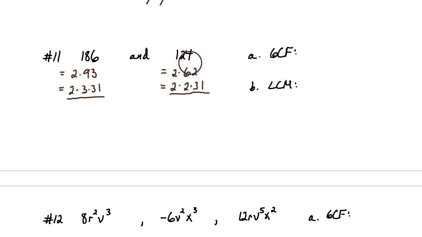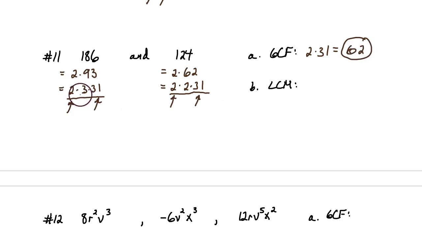That will help us find our greatest common factor. Is 2 common to both of them? There's a 2 in our GCF. Is 3 common to both? Nope, there is not a factor of 3 over here. Is 31 common to both? Yes, it is. Multiplying these together, we find out that our greatest common factor is 62. Both of the original numbers would divide evenly by 62.